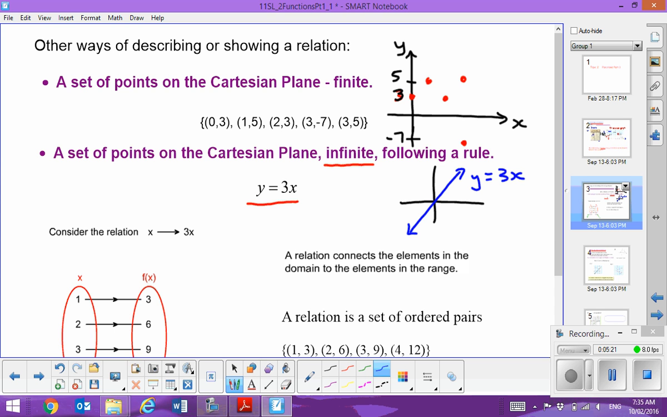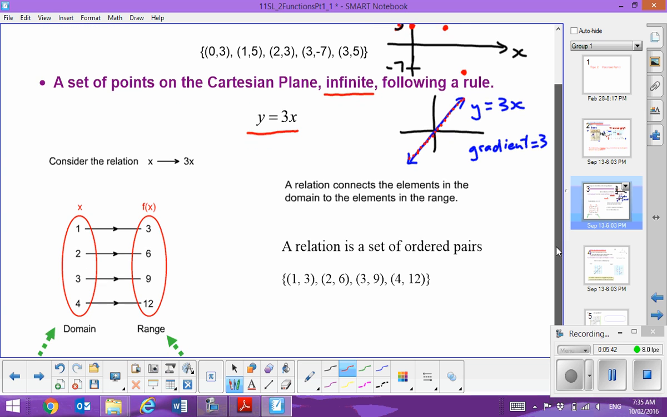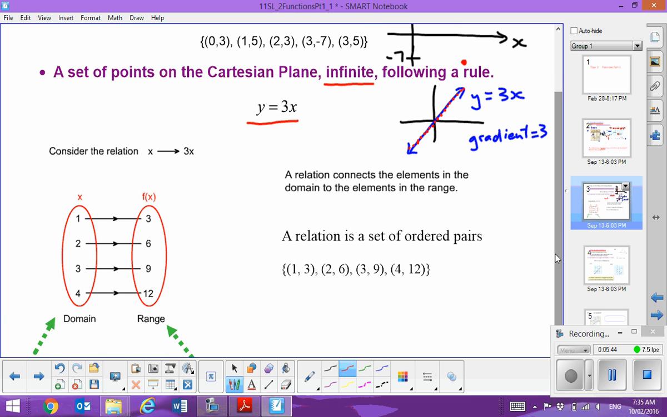And hopefully you remember that the gradient is 3. So this line goes on infinitely, and it's made up of a whole lot of points along that line, an infinite number of points. So another way of describing a set of points, we could also describe them in a mapping, where we set up for the same equation, we can start with our first point, the x is 1, then this rule says it becomes 3.